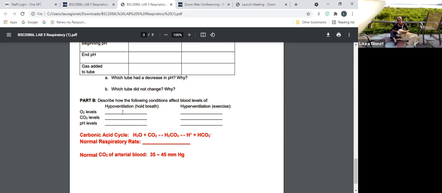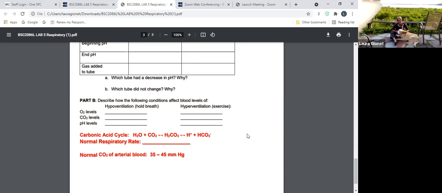Well, the oxygen levels start to decrease because you're not taking in more oxygen, and your cells still need to use oxygen for cellular respiration. So the oxygen levels are going to start to diminish. CO2 levels increase. And if CO2 goes up, what happens to the pH level? It goes down. Right? CO2 increases, hydrogen ion concentration increases, pH value decreases.